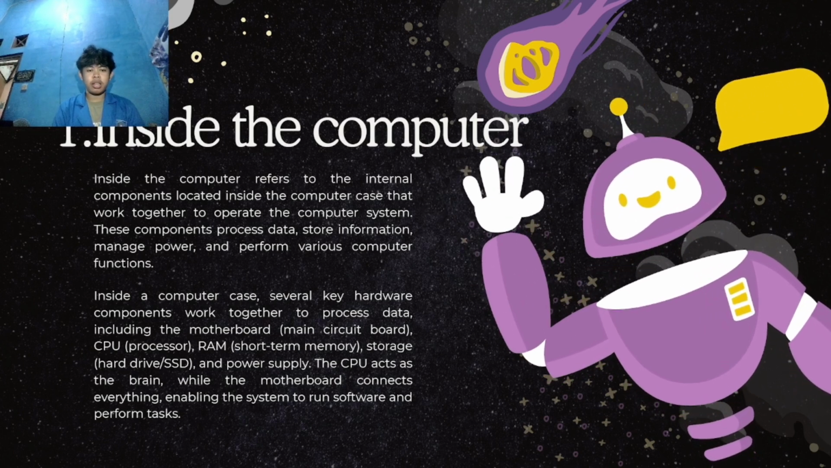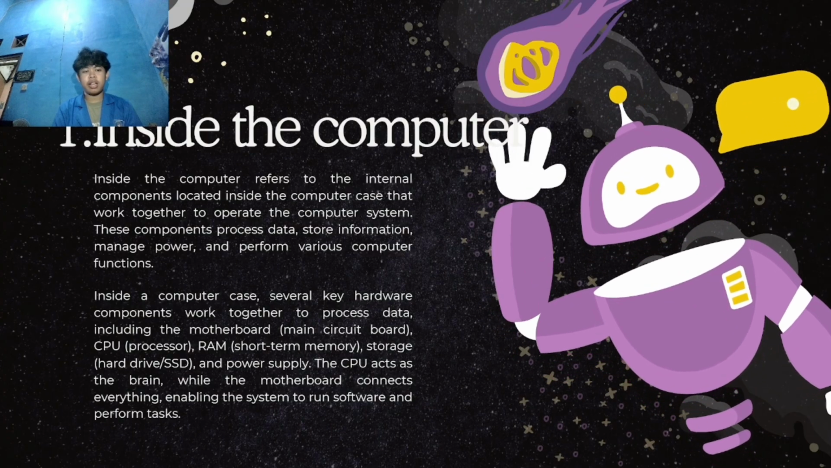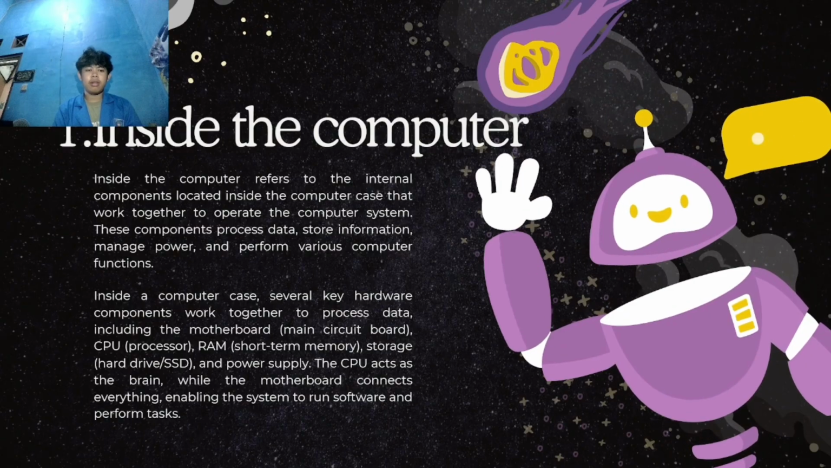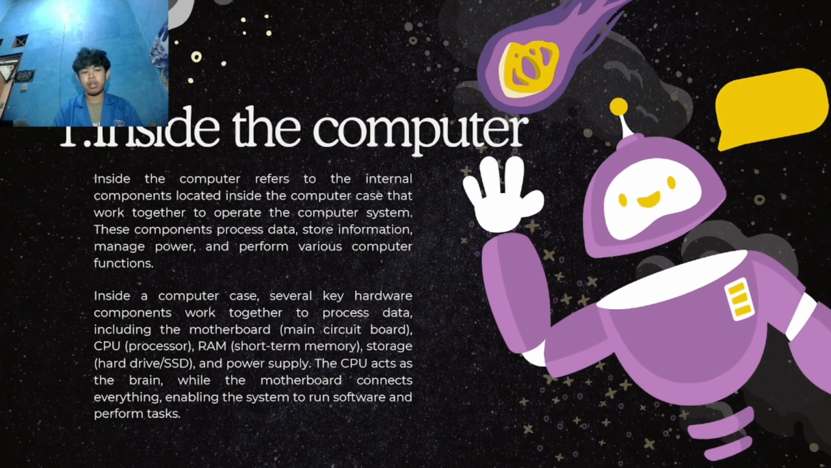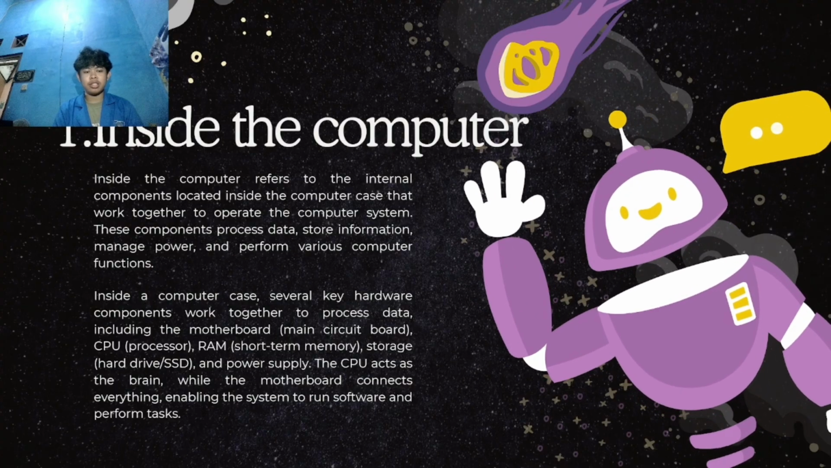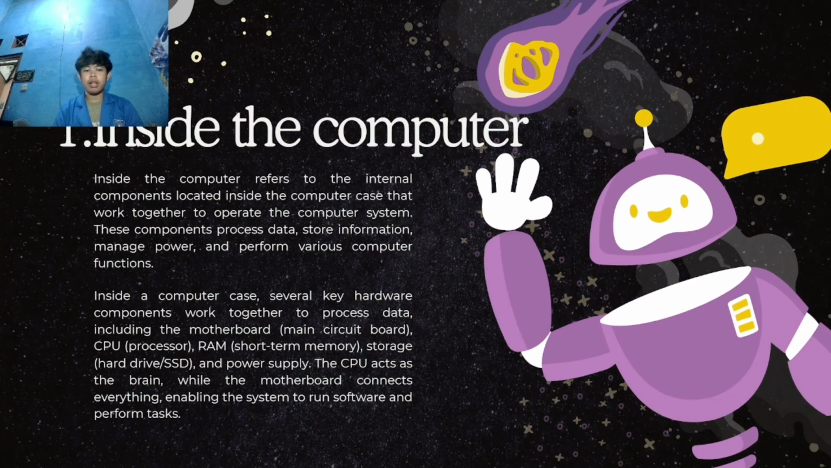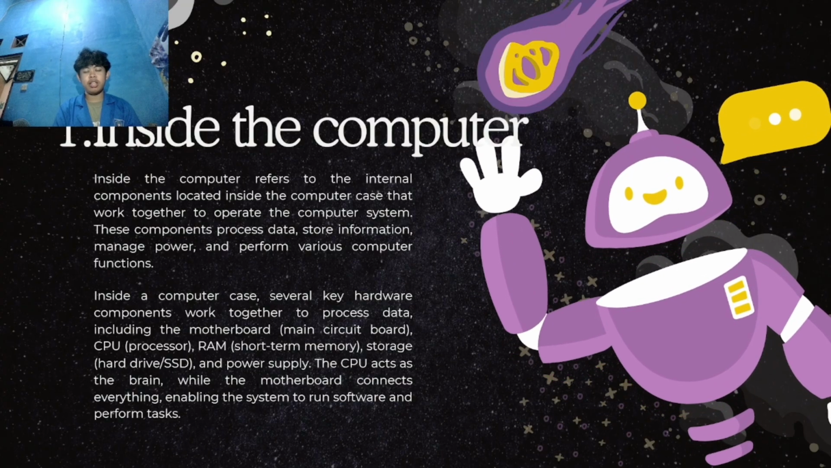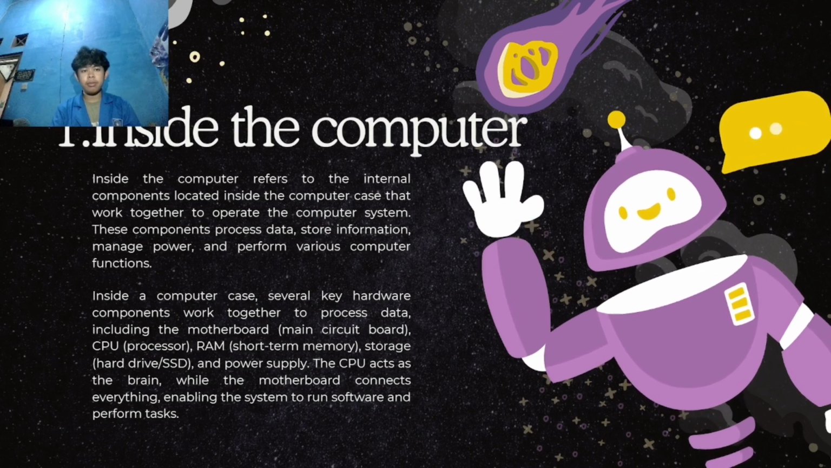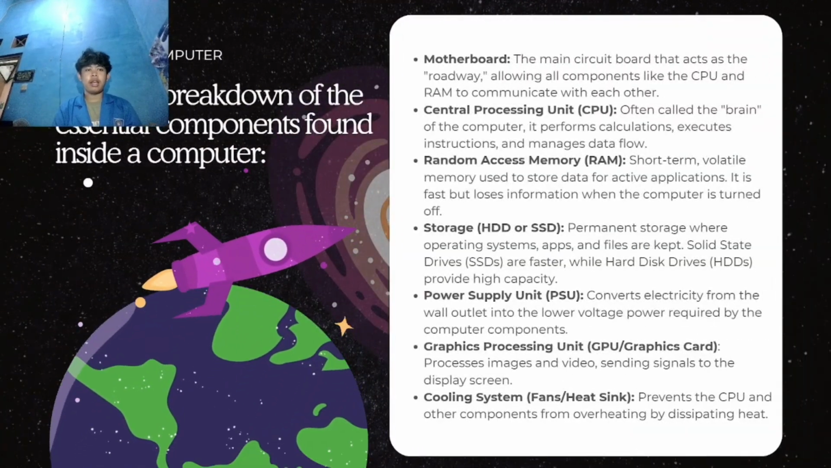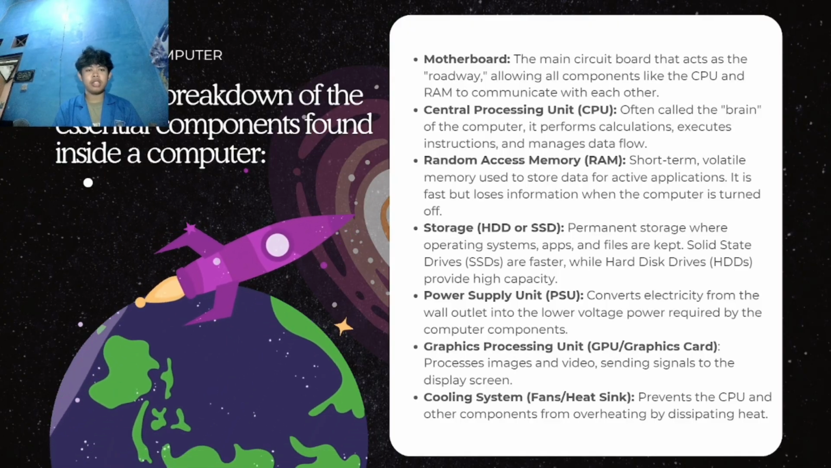Inside the computer case, several key hardware components work together to process data, including the motherboard, main circuit board, CPU or processor, RAM, short-term memory, storage, hard drive or SSD, and power supply. The CPU acts as the brain, while the motherboard connects everything, enabling the system to run software and perform tasks. And here is a breakdown of the essential components found inside the computer.